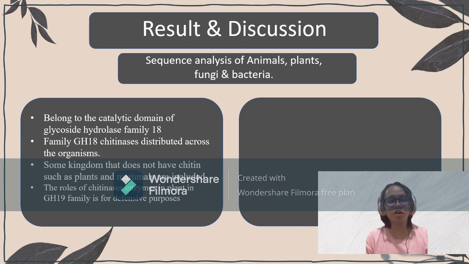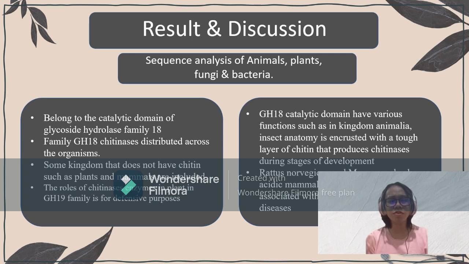In sequence analysis of kingdoms animals, plants, fungi, and bacteria, almost all of the organisms and M.sagu chitinase 2 belong to the catalytic domain of glycoside hydrolase family 18. The GH18 family chitinases are distributed across the organisms, and some of the kingdoms that do not have chitin such as plants and mammals are included. The roles of chitinase enzyme in plant GH19 family is for defensive purposes.